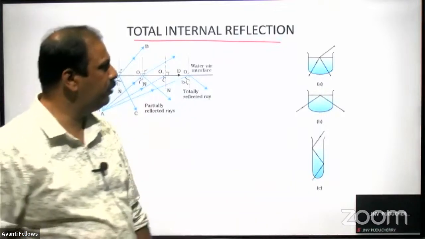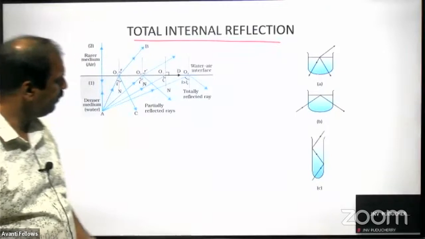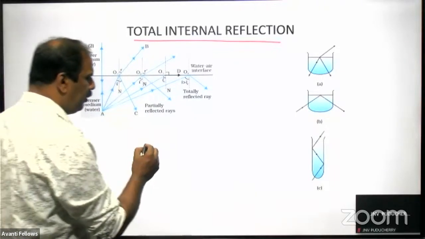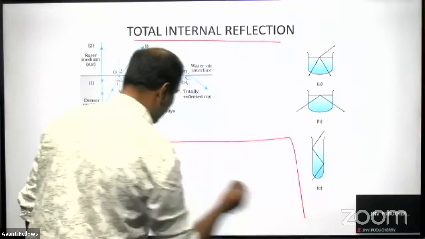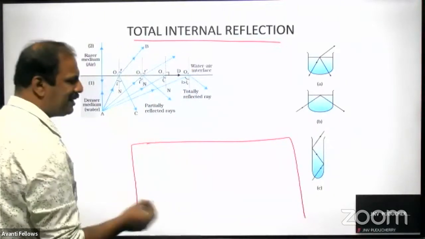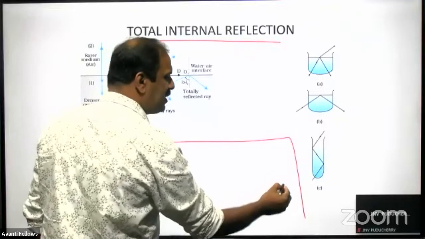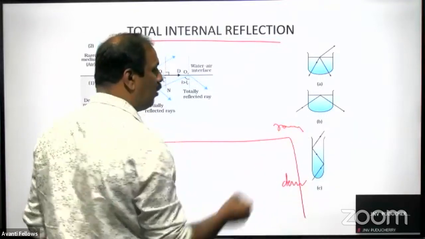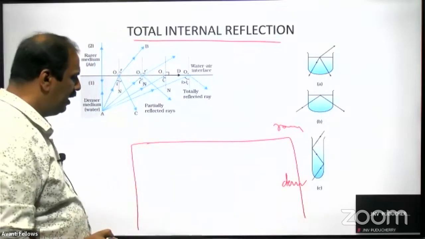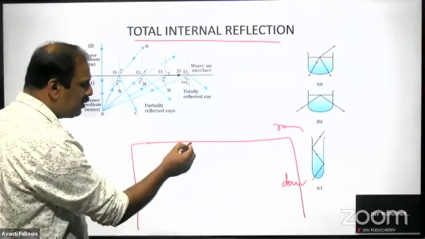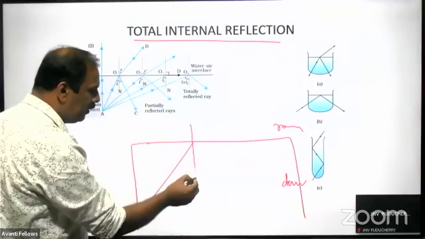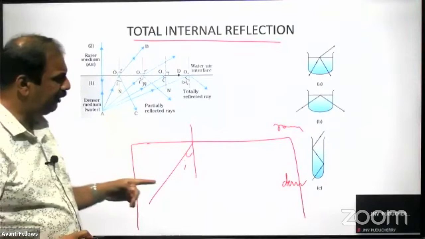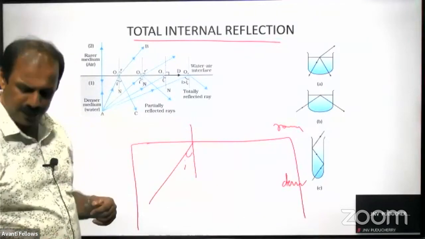Okay, so we'll come to total internal reflection. See here, first we'll start from the beginning. You think about a glass slab like this. Okay, so this is a glass slab. Here this is denser, and outside is a rarer medium. Now you see here, if a ray of light is going like this, the angle of incidence is I. Then what will happen? This is denser medium and this is rarer medium.